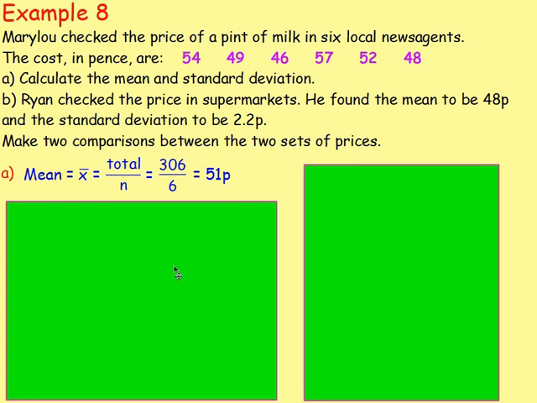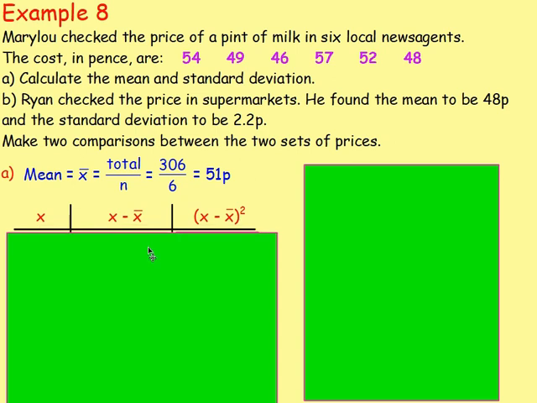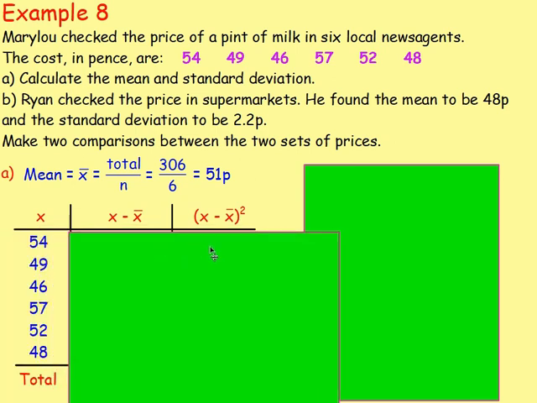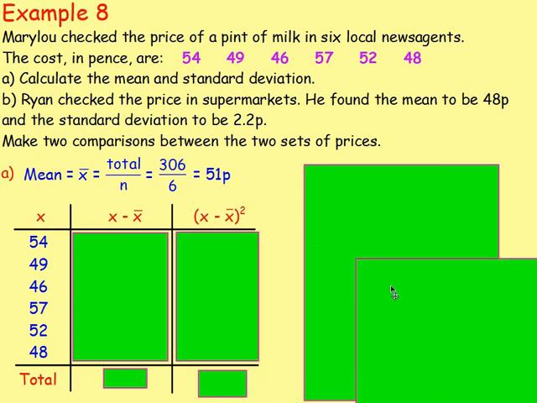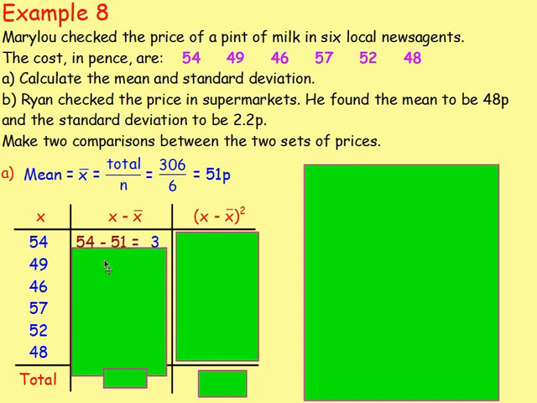And remember, for the standard deviation, you have to come up with this table. So we've got X. X just represents all these numbers here. So the 54, the 49, the 46, and so on. We've got X minus X bar. And we've got X minus X bar in brackets squared. So we're filling out this table. We've got X, which is 54, but we're taking away X bar. Remember, X bar is the mean, so we're taking away 51. So that is 54 take away the 51, giving us 3. You don't have to write the 54 take away 51. That's just me showing you where it comes from. You could just write 3 in that column.